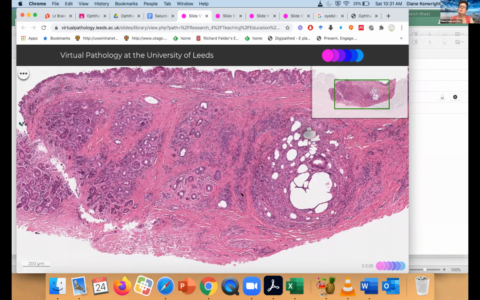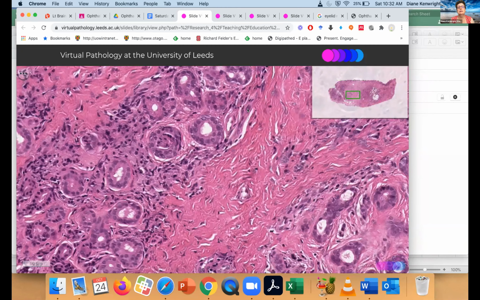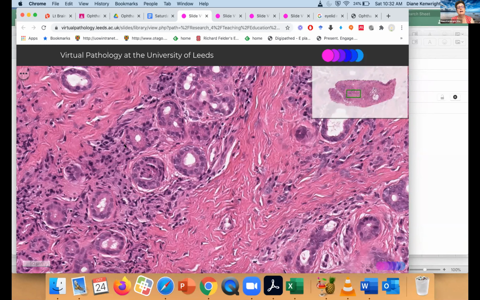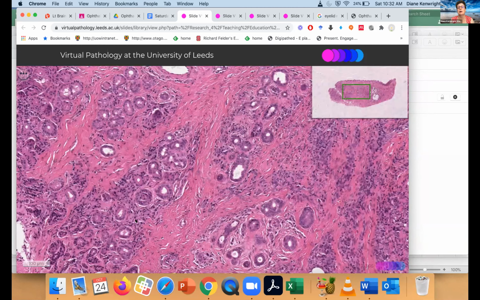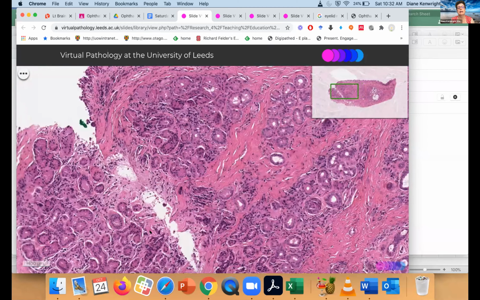So that was what drew me to that being the abnormality. Let's have a look here. So these are little glands. They are lined by two cell layers and they have lots of inflammation around them. So that means to me they're one of two things. They're either sweat glands, eccrine or apocrine sweat glands, probably eccrine ones, or they are minor lacrimal glands.